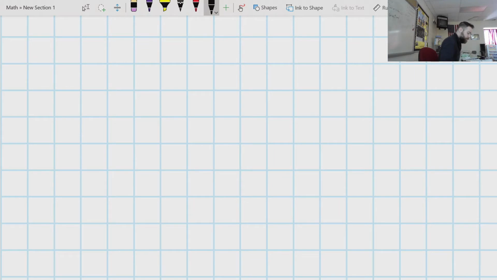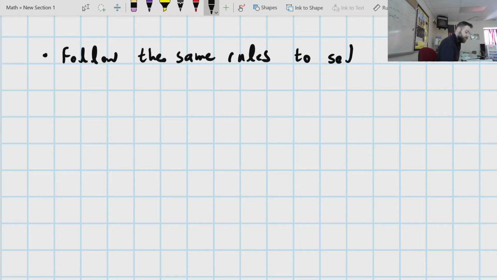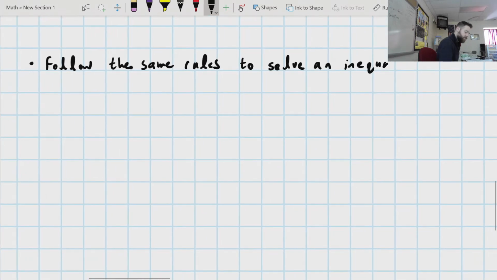And then we'll do a few more notes. So here we go. Next set of notes is we want to follow the same rules to solve an inequality as you would an equation.